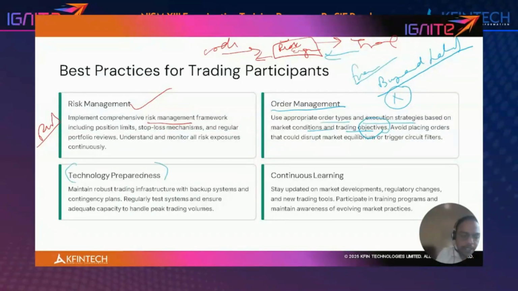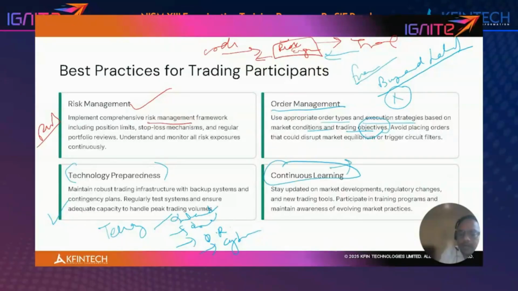Technology preparedness. Obviously, we saw in the last slide, technology is very important. So you need internet connections, good bandwidth, you need disaster recovery in place, you need cyber protection and all those things. And continuous learning, as and when the markets are evolving, new threats are coming in the market, new issues, new types of frauds are coming in the market, payment frauds are happening. So members should be aware of what are the new threats and new problems in the market.